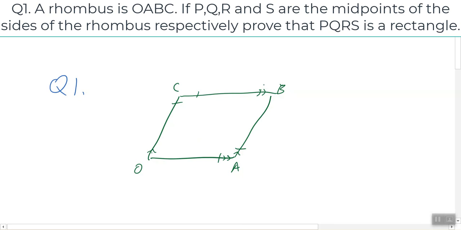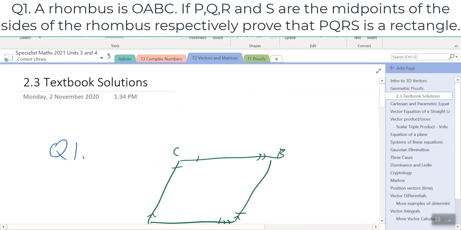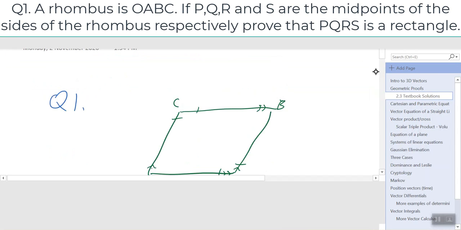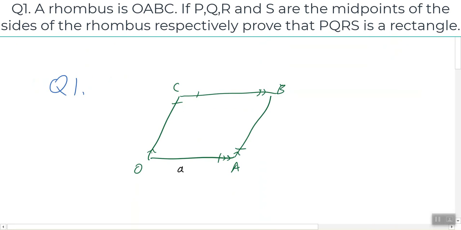Okay, now this is a geometric vector proof. So like I said, label it with lowercase a, the vector going from O to A. So going from O to A is equal to lowercase a. It is also equal to what? C to B. Good job, guys. Yep, vector C to B.